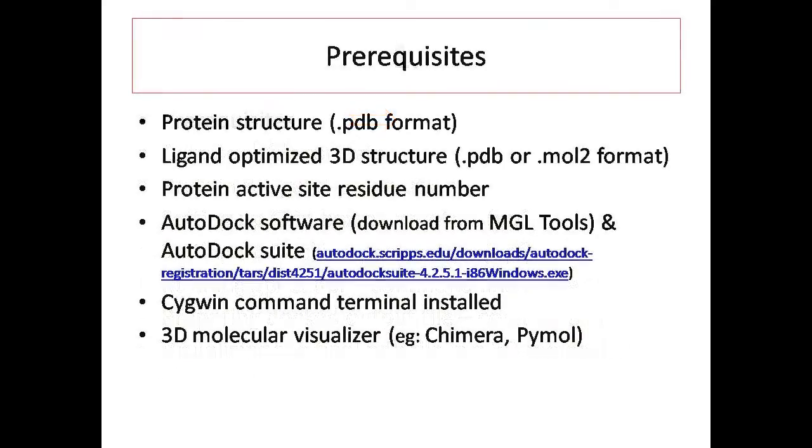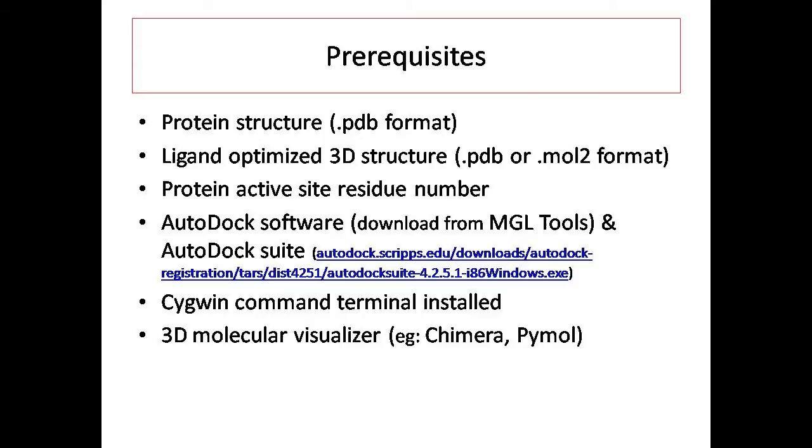Let's start with the prerequisites. Following are the prerequisites for AutoDock. For AutoDock, the protein structure should be in PDB format, and the ligand's optimized 3D structure can be either in PDB format or in MOL2 format.